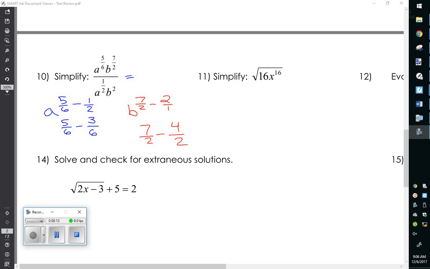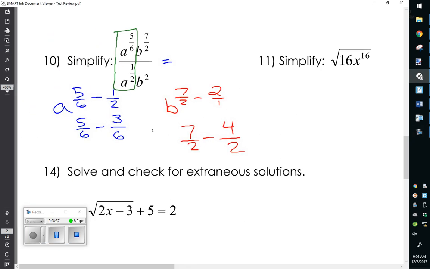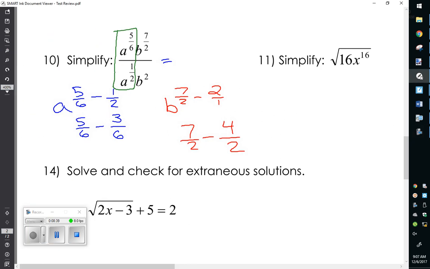On number 10, we have a b over a b, and I'm dividing. What do I do with the exponents when I'm dividing the same bases? I subtract the exponents. So I'm going to look at the a's, and I'm going to subtract those two. So I'm going to take 5/6 minus 1/2. In order to subtract exponents like 5/6 minus 1/2, I need to have the same denominator. I can't just take 5/6 minus 1/2. So I rewrote both denominators to be a base of 6. So if I multiplied that by 3, I multiplied the top by 3.